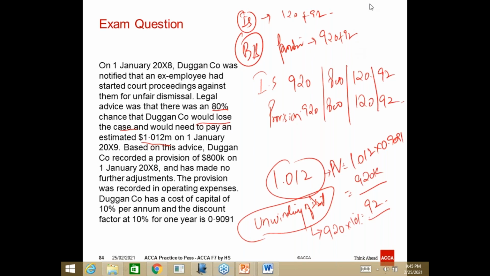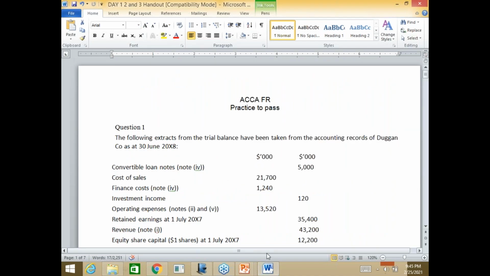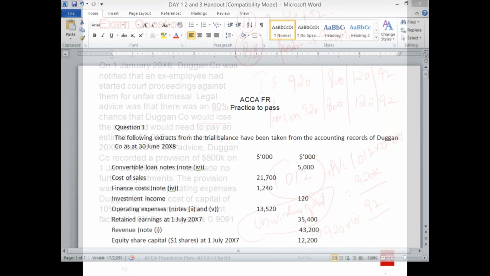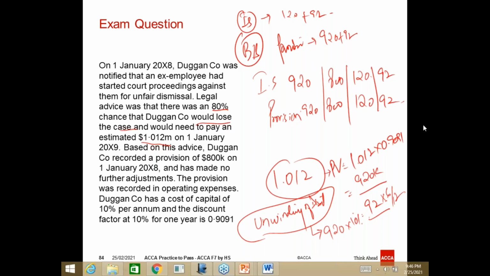It should be a portion. The year end is for January. Whether the year end of the company is 30th June, let me check. Okay, as the year end of the company is 30th June, this amount should be apportioned. 992 should be apportioned. The discount will unwind for 6 months. So it should be 46.